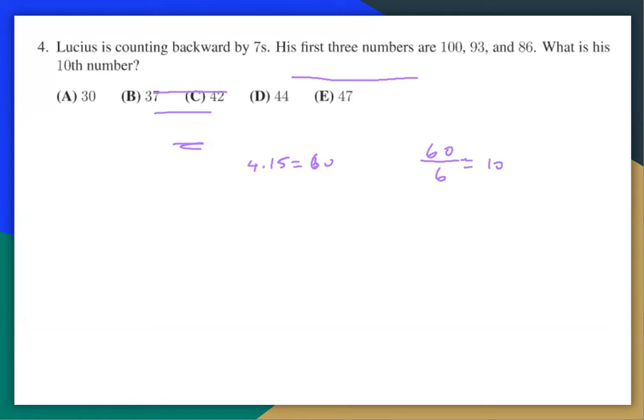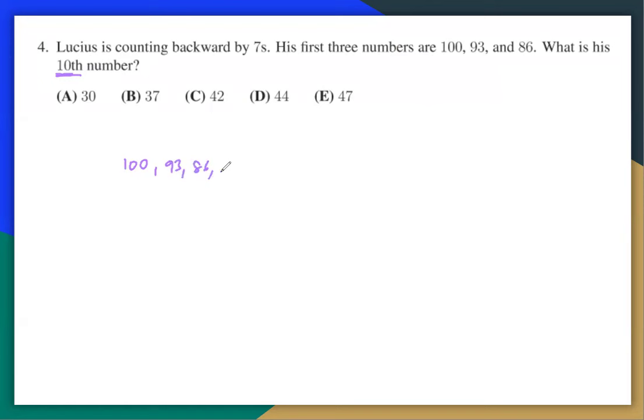Okay, so that was 3. And number 4, Lucius is counting backward by sevens, and his first numbers are given. We are looking for the 10th number. So the first is 100, and then 93 and 86. We can keep decreasing these, but I think we can use the definition of the nth term of an arithmetic sequence. We start with 100, and then we subtract 9 times 7 to get the 10th number. So 9 times 7, which is 63, subtracted from this, gives 37.